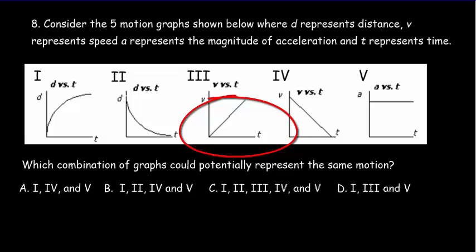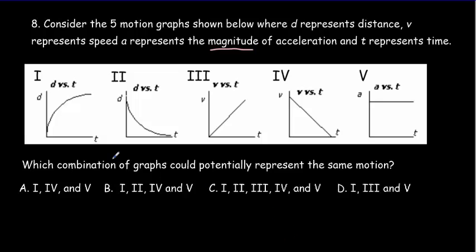Question 8. Pause the video, try the question, come back for the answer. So what's important to realize here is that these are all magnitude graphs. There's no negatives. So direction really becomes irrelevant here because any directions that we take as negative would show up as a positive graph anyways.